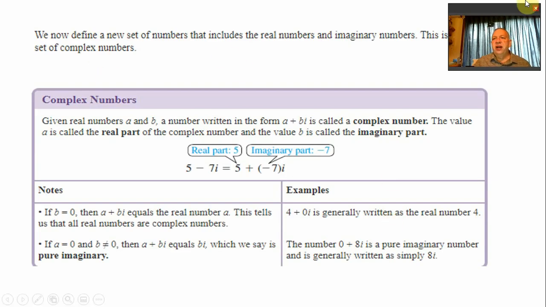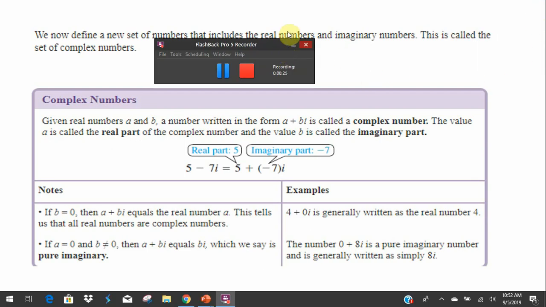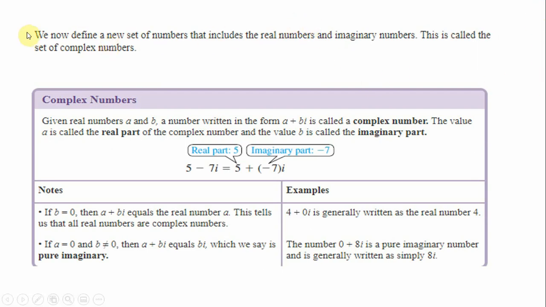So we now define a new set of complex numbers. We now define a new set of numbers that includes the real numbers and imaginary numbers. This is called the set of complex numbers. So a complex number is made up of a real part and an imaginary part. Given real numbers a and b, a number written in the form a plus bi is called a complex number.